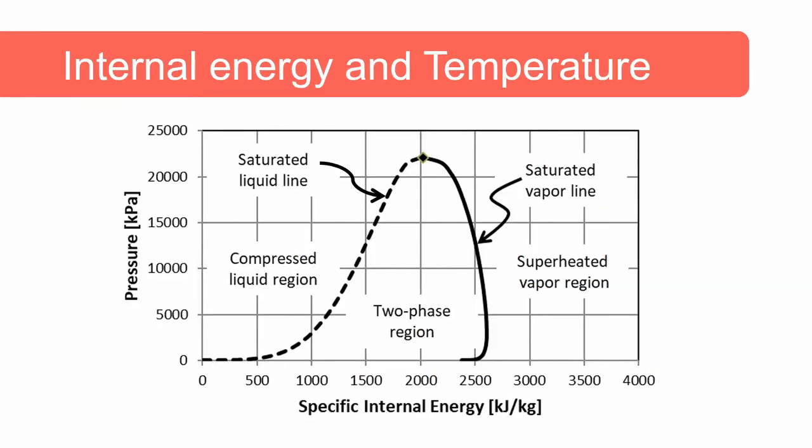Now, let's have a look at the internal energy and temperature phase diagram. If we heat a compressed or subcooled liquid at a constant pressure, let's say 5000 kPa, the internal energy will increase until we reach the saturated liquid line.